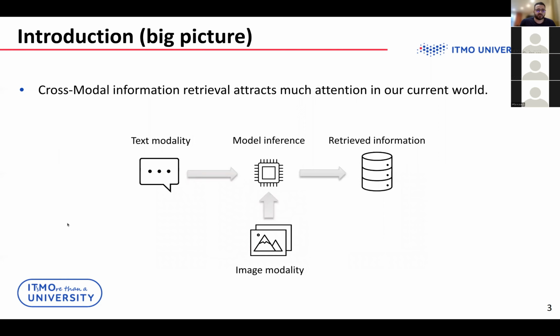So in the bigger picture, what we want to do is to create this system. We would have an image modality, or a visual modality. It can be a database, a big file if you want, a set of images, anything like that. And we would have some search query, some textual modality. We want a model that can infer similarities between our search query and our gallery of images, and then retrieve the information for us.